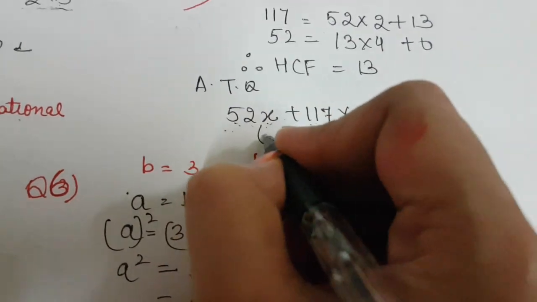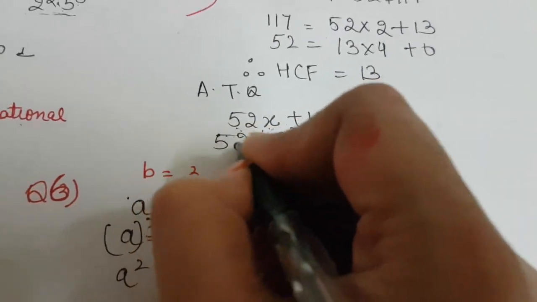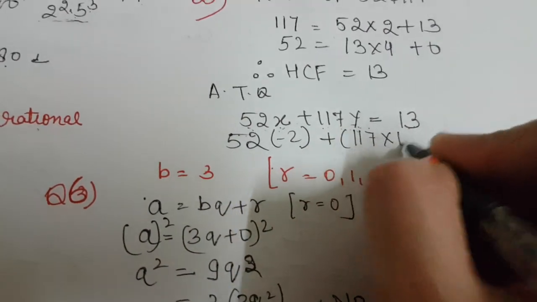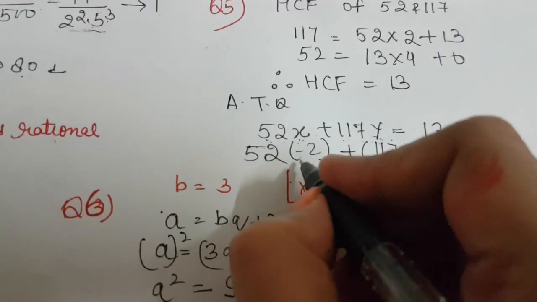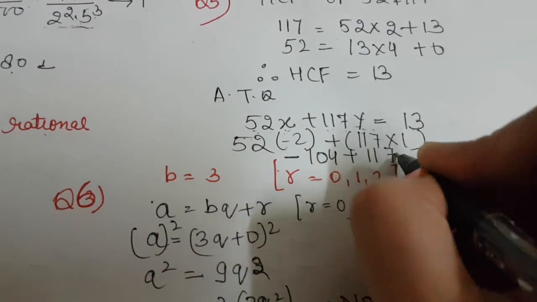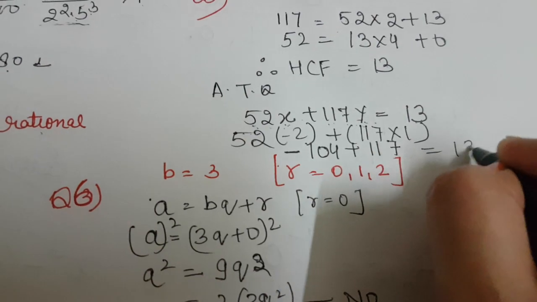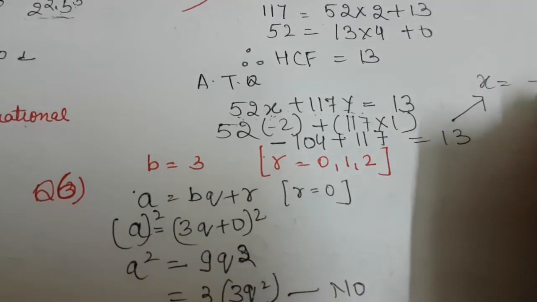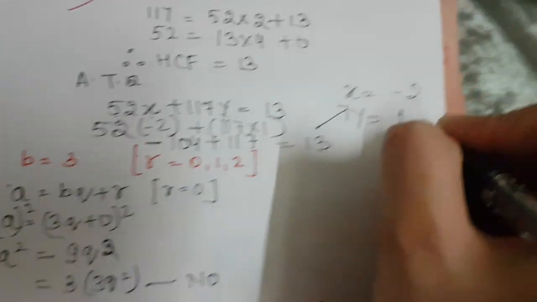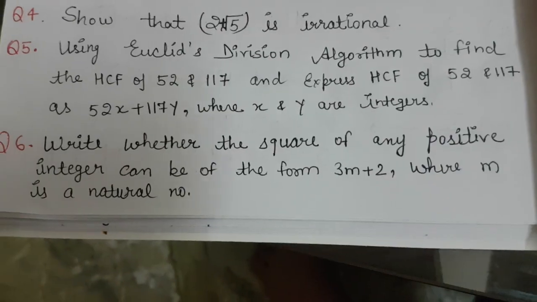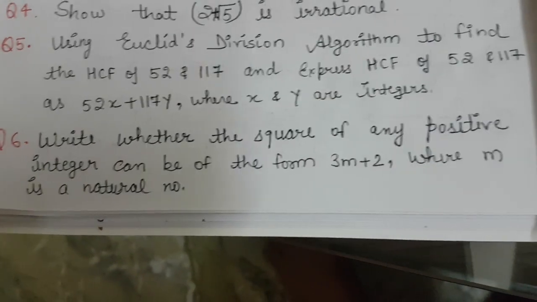So here the x value I am taking negative, so 52 into 2, and the y value I am taking positive, 117 into 1. So it will be minus 104 plus 117, and is it coming equal to 13 or not? Yes. So according to this, the x value is minus 2 and the y value is 1. These are the answers. Clear? Now the next question is: write whether the square of any positive integer can be of the form 3m plus 2.